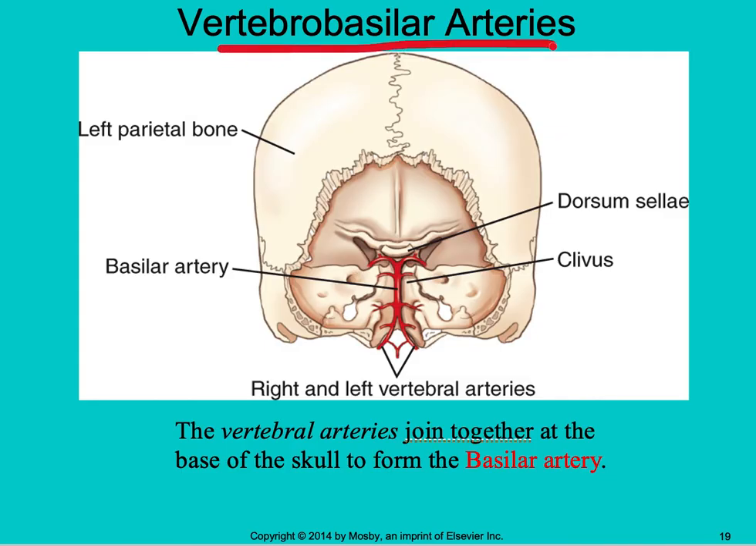Vertebrobasilar arteries. The vertebral arteries join together at the base of the skull to form the basilar artery. So right and left vertebral arteries come in to join and create the basilar artery. Left parietal, your dorsum sellae, your clivus. So that's where they run to supply the rest of the brain.